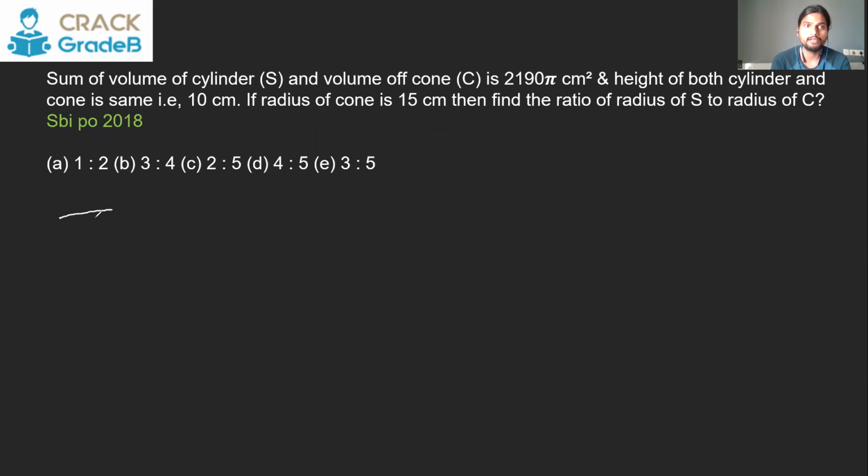So there are 2 figures first of all. One is the cylinder and another is the cone. Sum of volume of cylinder S and volume of cone C is this. Height of both cylinder and cone is the same, that is 10. This is given as 10, this is also given as 10. Both are given 10. Radius of cone is 15. The radius of the cone is given as 15. The radius of the cylinder is not given, let's say R.